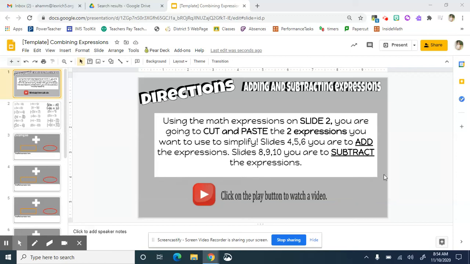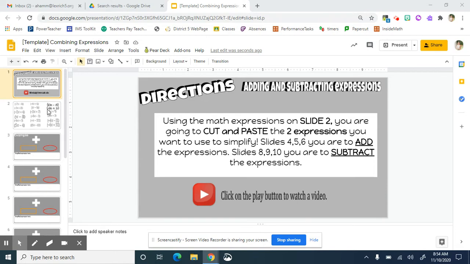The directions tell you that you're going to be adding and subtracting expressions. So you're going to be using the expressions on slide 2 and cutting and pasting to make new expressions that you want to solve throughout this presentation. Now you are going to be adding and subtracting. I am going to do 2 examples, one for addition and one for subtraction.